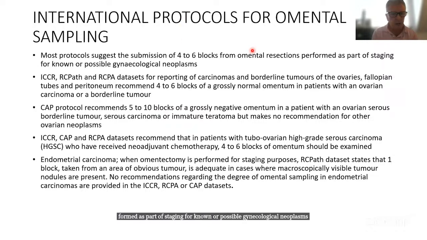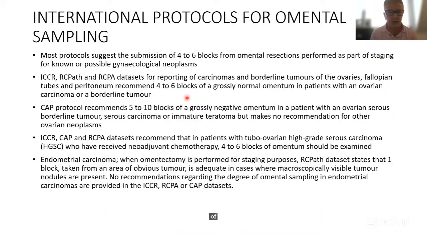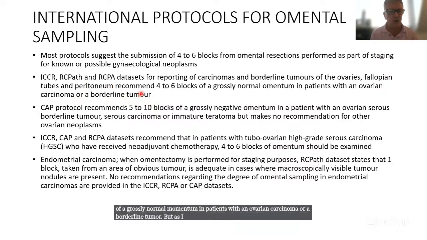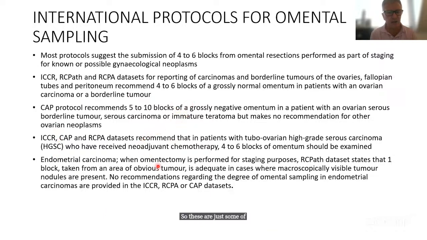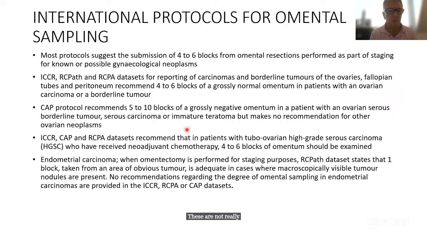But, you know, I would say a lot of these recommendations are not evidence-based. A lot of the data sets recommend 4 to 6 blocks of a grossly normal omentum in patients with an ovarian carcinoma or a borderline tumor. But as I've already mentioned, you may not know the tumor within the ovary when you're cutting it as carcinoma or borderline tumor. So these are just some of the recommendations out there, but really I would say these are not really evidence-based.